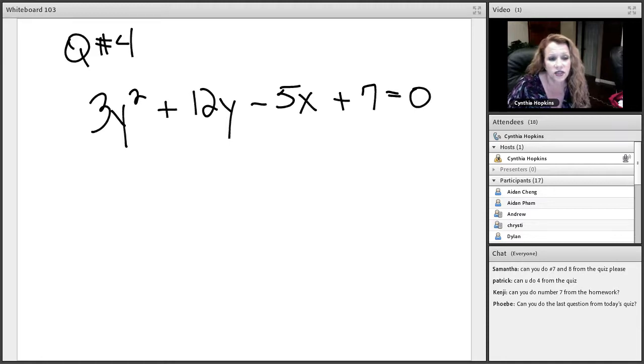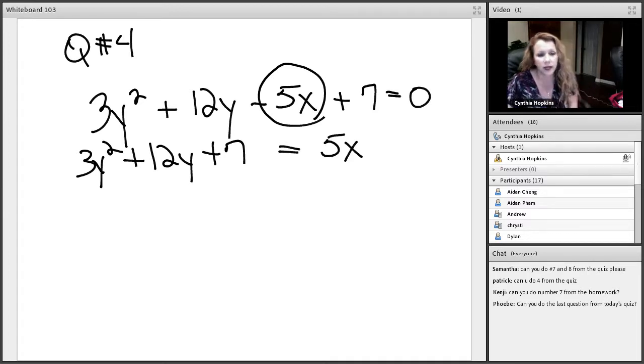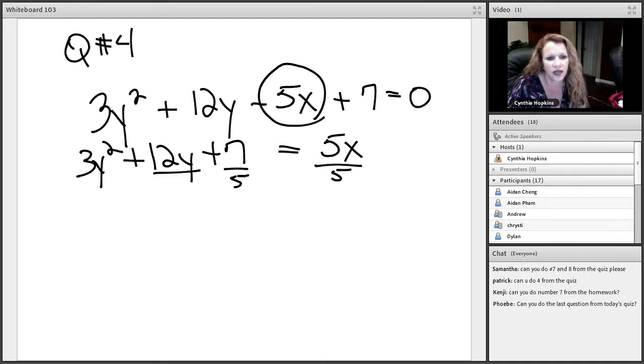And so since I do have a y squared and a linear y, what I want to get all alone is the x from this term right here. Okay, so I'm going to leave my 3y squared and my plus 12y and my plus 7 on the left side of the equal sign, and then I'm going to add 5x. And then my goal is to get x all alone, so I'm going to divide every term by 5. And I know you don't love that there are so many fractions in this equation, but that's the way it is. So that 3/5, that's my a.